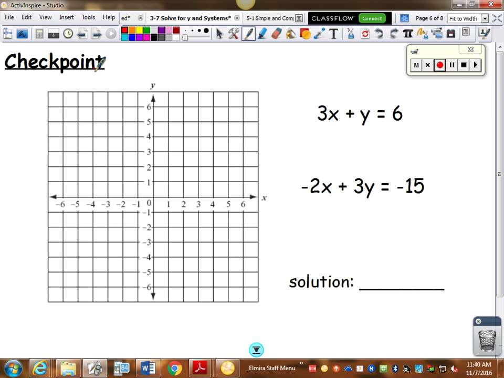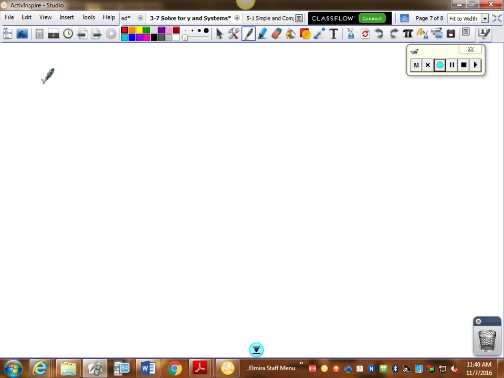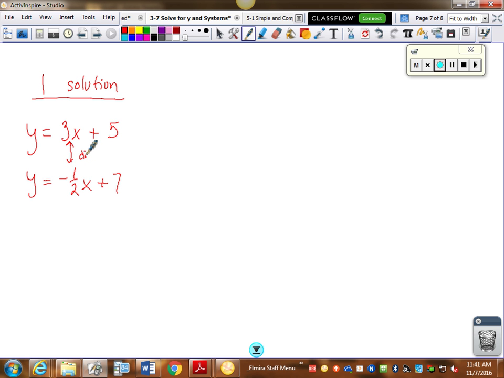So on tonight's homework, there are 3 possibilities. One possibility is that you're going to have a solution. You're going to have a solution when you have something like this: y equals 3x plus 5 and y equals negative 1/2 x plus 7. When your slopes are different, that means one solution, and your lines will cross at one place. They will form an X.